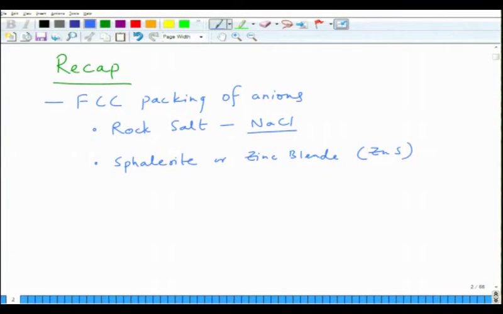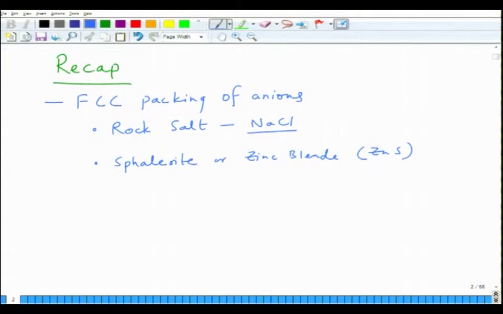In case of NaCl, the FCC lattice of sodium is shifted by a vector 1/2, 0, 0 with respect to the chlorine lattice, whereas in zinc sulfide the FCC lattice made by zinc is shifted by a vector 1/4, 1/4, 1/4 with respect to the sulfur lattice.